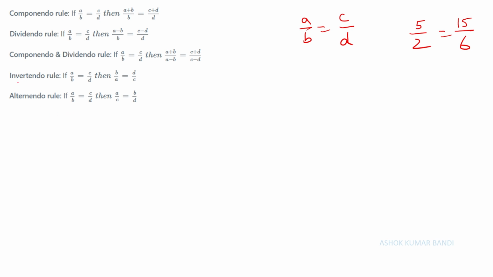Now see, the first one, inverted ratio. That means if A by B is equal to C by D, we can also say that B by A is equal to D by C.